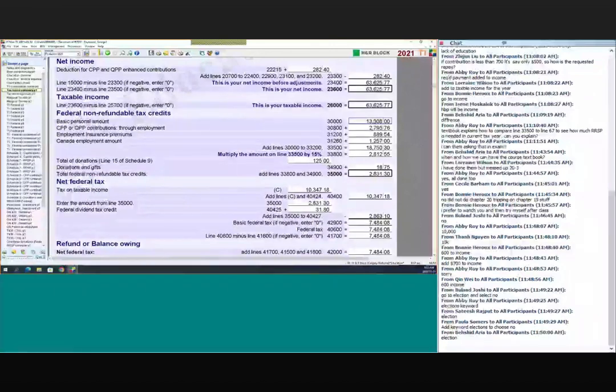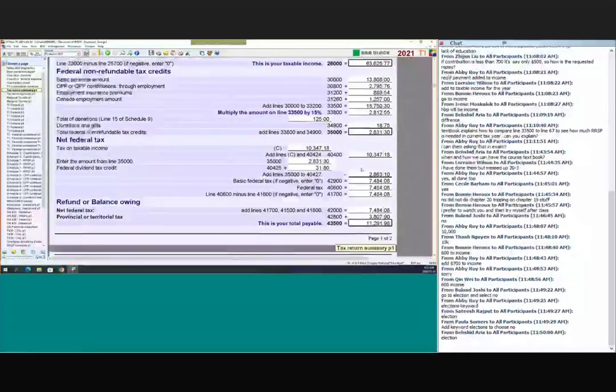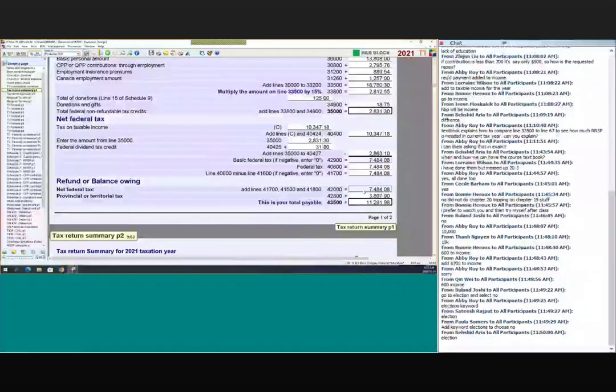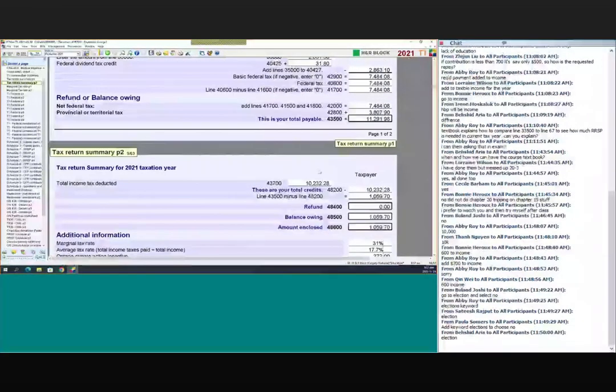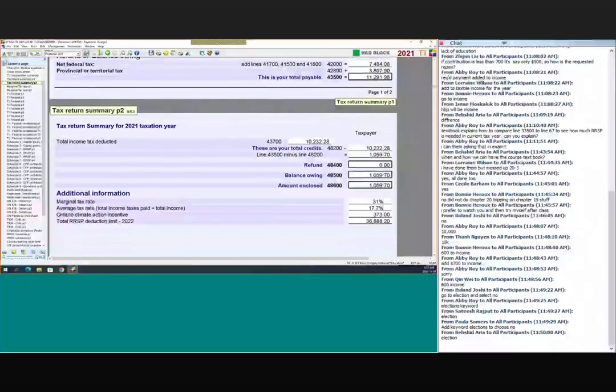What are his non-refundables? He gets to claim the basic personal amount, CPP, EI, Canada employment amount. We have the donations of $125 that are on his T4. And so then we have his amount payable. This is the amount he has to pay. And then we compare that to the income tax deducted, and he has a balance owing of $1,059.70. So those of you who did the problem, were you able to get this result?